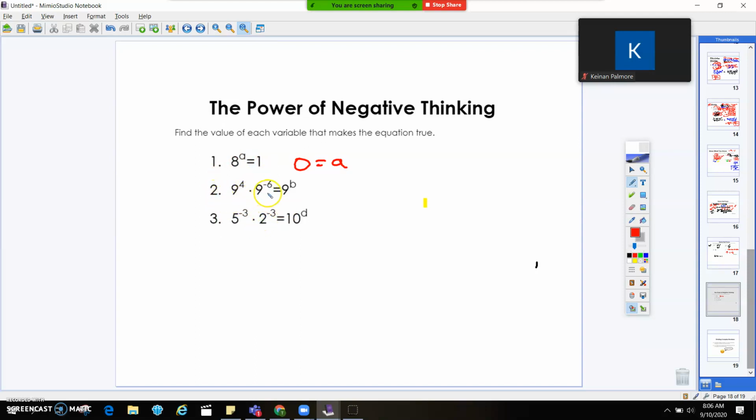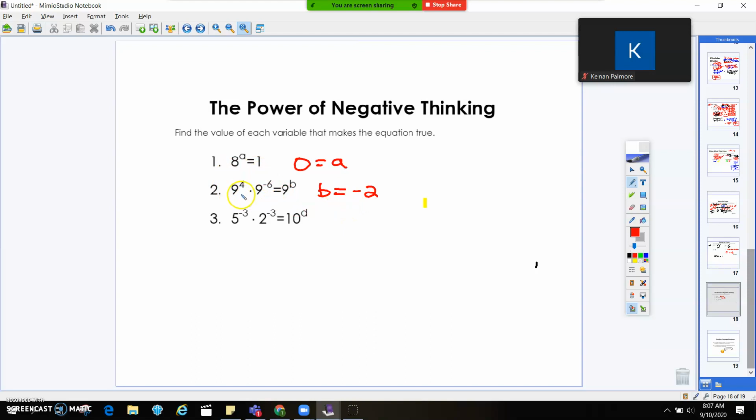On number 2, if we're multiplying, then that means that we're going to add our exponents, right? Okay, so if it has the same base, we're going to add the exponents. So 4 plus negative 6 is going to give us that b is negative 2.